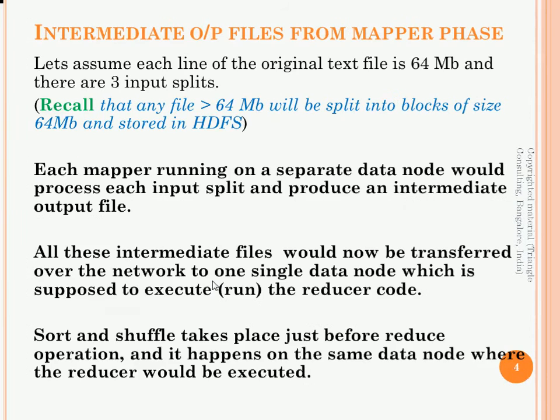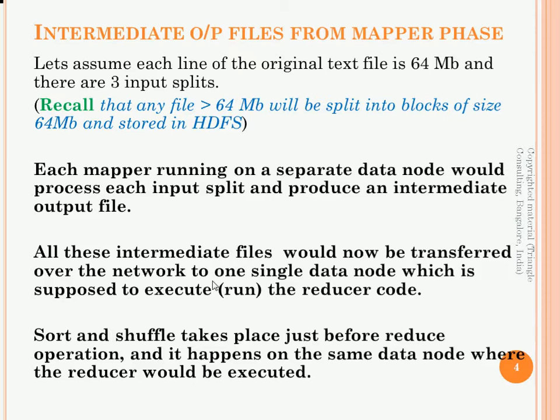Now let's see what happens next. Now the intermediate output files from all the mapper phases. Now we know that our input file has 3 input splits, because each line of the input file was basically 64 MB. But what would happen if the original file is very large? What if it was 640 MB? It would be divided into 10 different input splits of 64 MB each, and each of those input splits would now be considered as a single independent file.